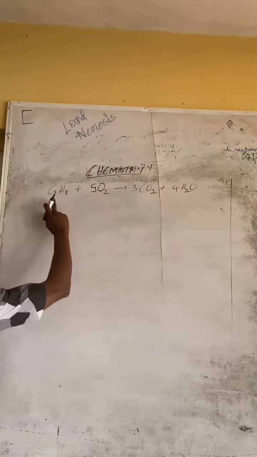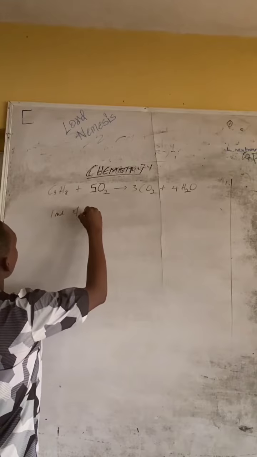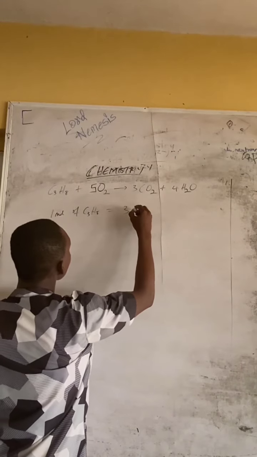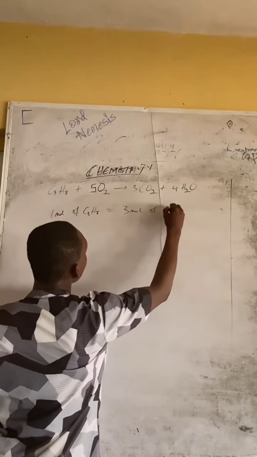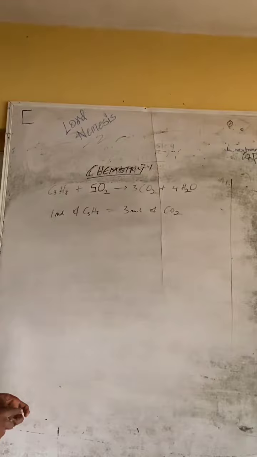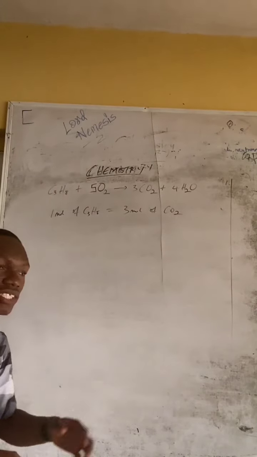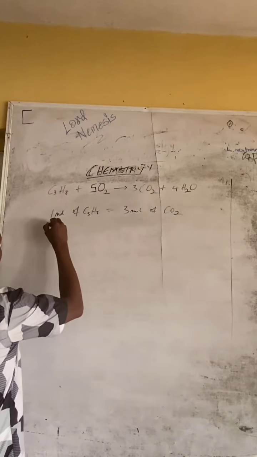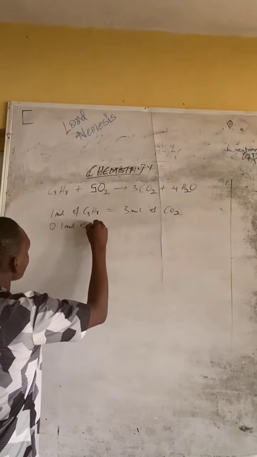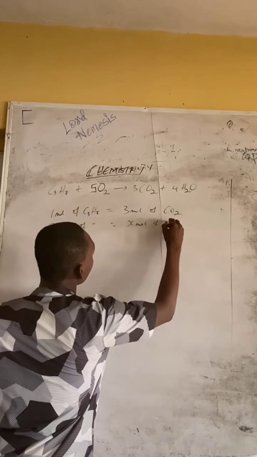And the ratio is 1 mole of propane gives us, or produces, 3 mole of CO2, right? 1 mole of propane gives us 3 mole of that. Now, this comes from the equation. Now, from the question, we are told that propane is now 0.1 mole. That same propane will give us how many mole of CO2?